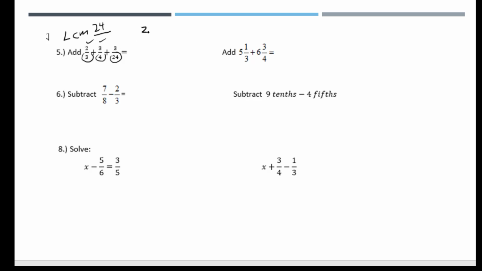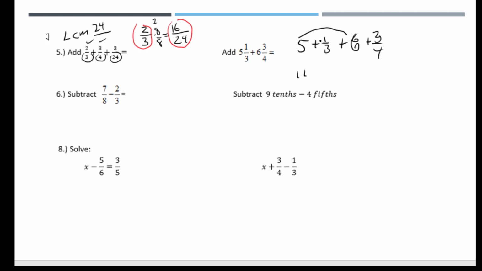And of course you know how to do that, right? 2/3 is how many 24ths? Multiplied by 8/8, which is another form of 1. So importantly, this is equal to this. And this one here, you'll want to break these up, right? That's 5 plus 1/3 plus 6 plus 2/3, 3/4. So you can add these together and then concentrate on adding these together.